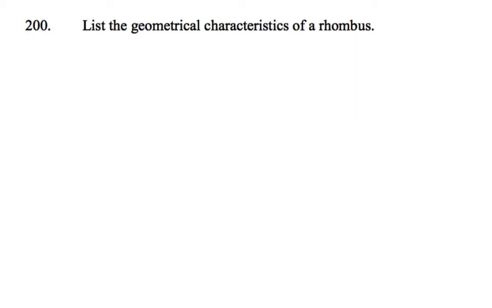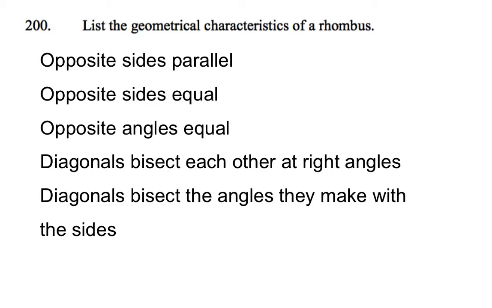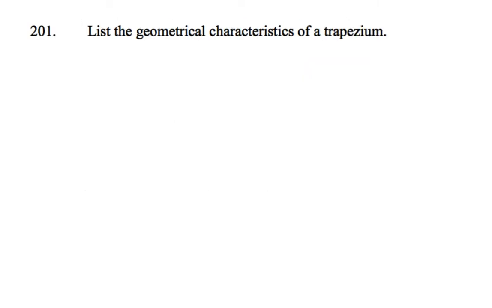Geometrical characteristics of a rhombus. Opposite sides parallel. You'll remember a rhombus is like a bashed up square. So if you get that pretty right, you can put all those characteristics there. Opposite sides parallel, you could put the parallel markings on, etc. So they're the characteristics of a rhombus that a question might be based on.